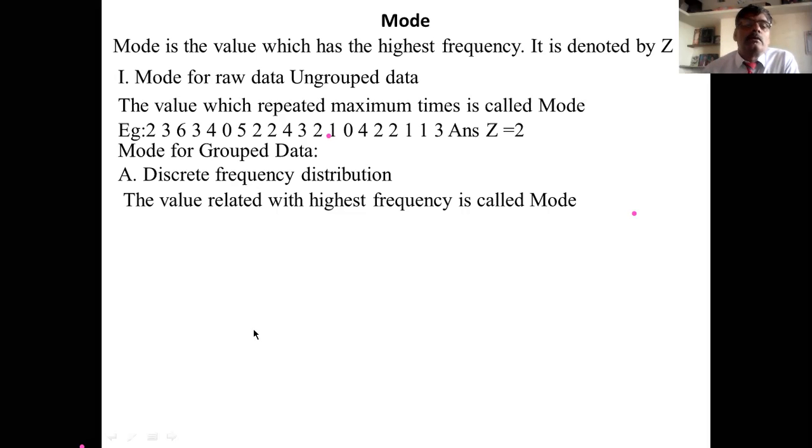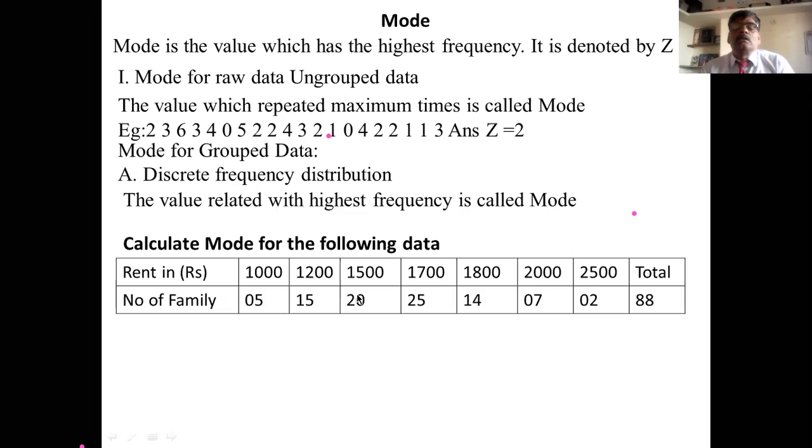You see the example. Calculation of mode. Calculate mode for the following data. This is the discrete frequency distribution. Rent is there, number of families are there. Then you see, the rent is called the value column. Family is called the frequency.